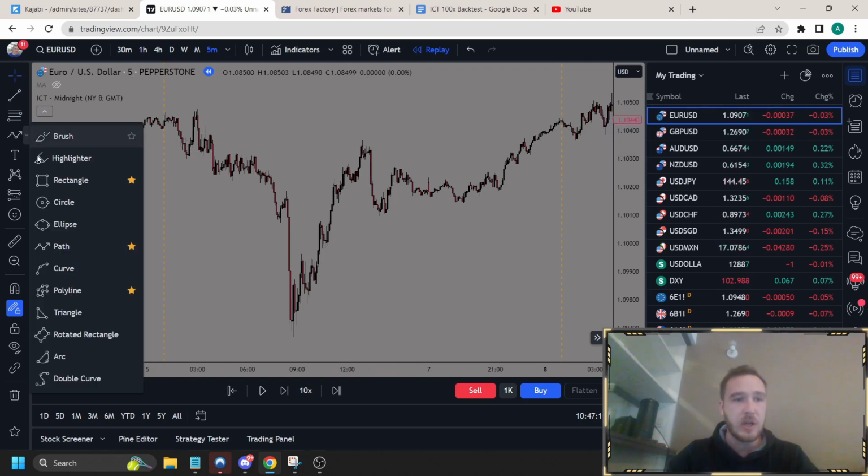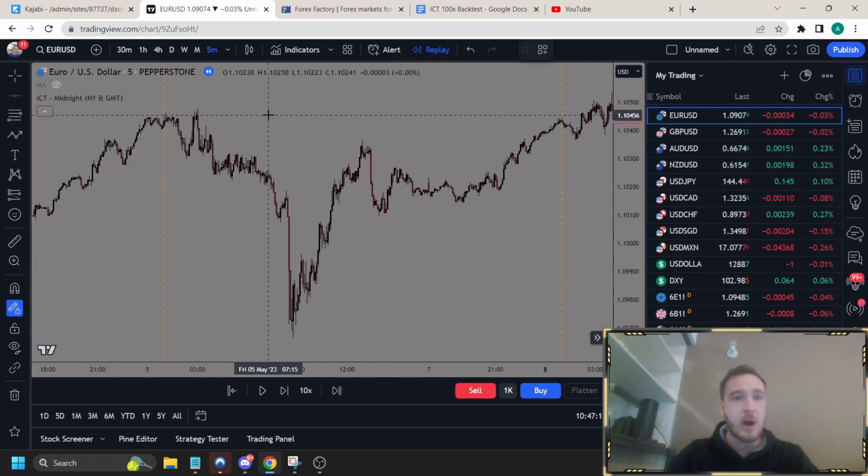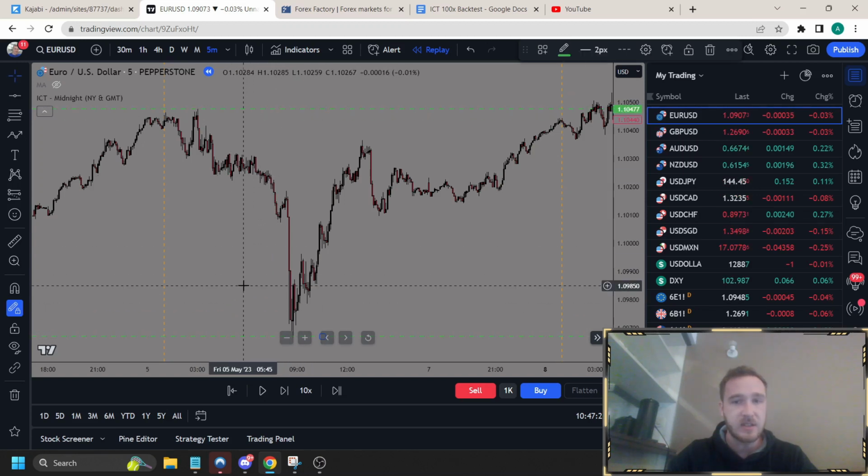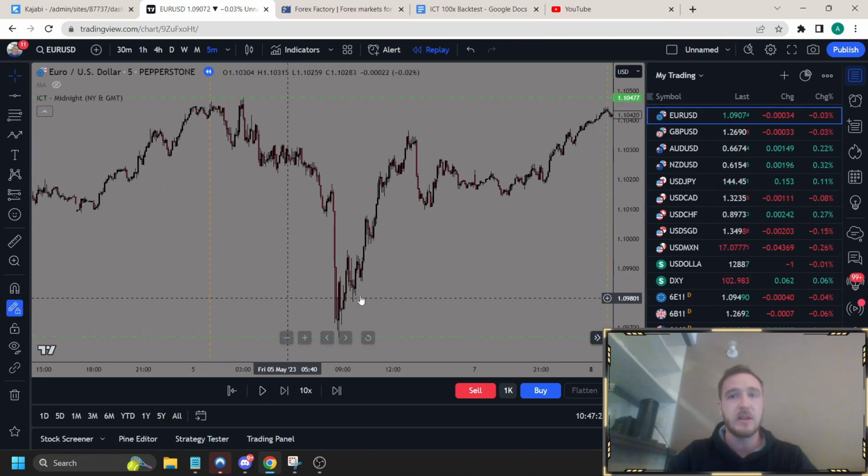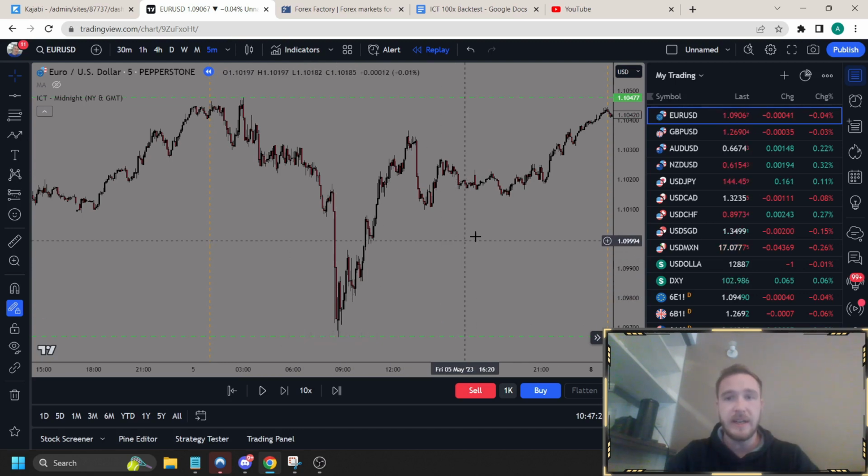And so what we want to do is we want to draw out our previous highs. So this would be the previous day's highs and the previous day's lows. So this is what our chart would look like as of we are looking into the markets for the new day, okay?